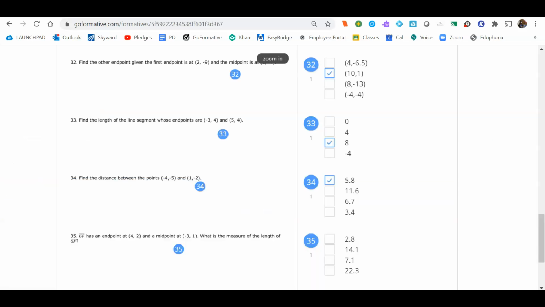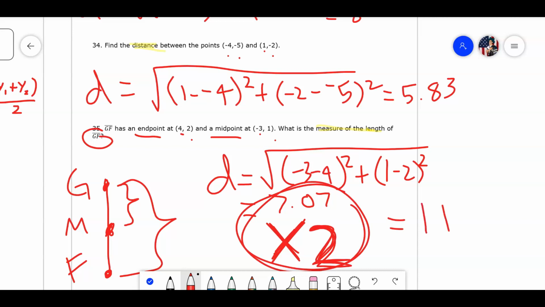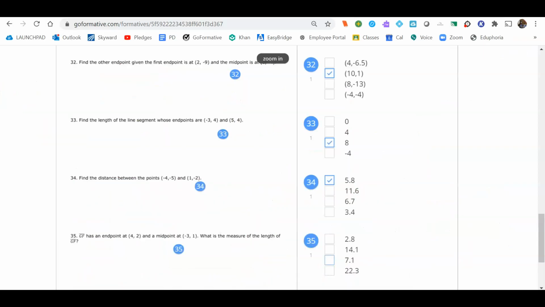If I go to the GoFormative, wouldn't I want to put that right there? No, that is wrong. Remember, I got 7.07, but I need to multiply it by 2. And what I get is about 14.1. That's my real answer. That's the real distance from G to F, not G to M. So my answer should be that second one.